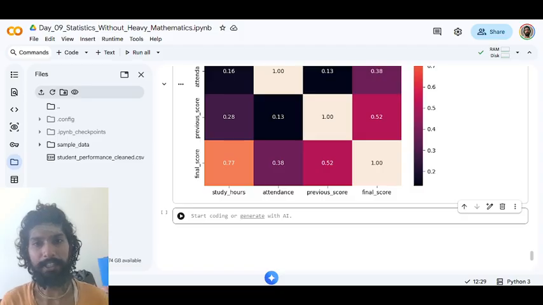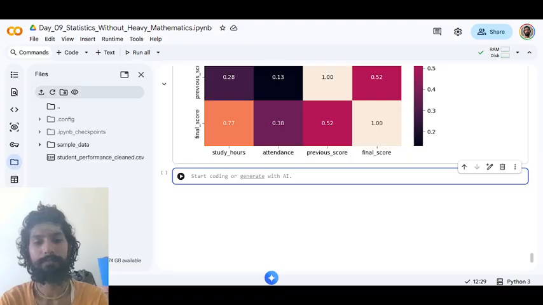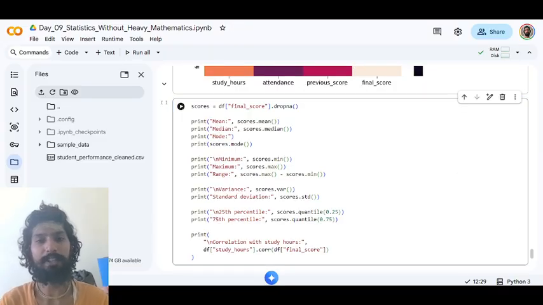Let us now place the key statistics from today into one clear code cell. Before running this cell, pause and answer which value describes the center, which values describe the spread, which values describe relative position, which value describes the relationship between two variables. Now run the cell.